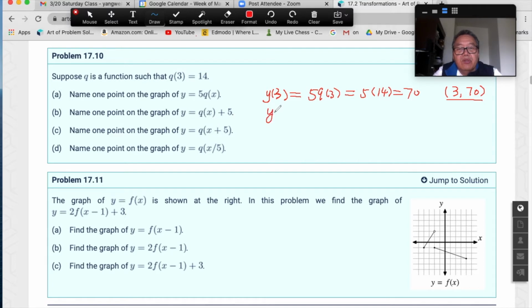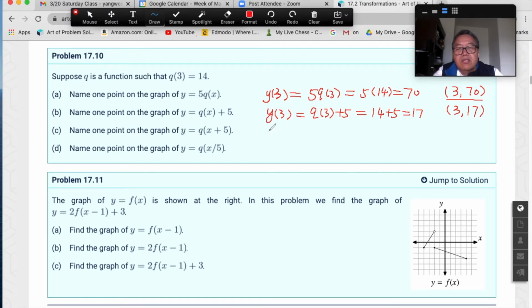Now let's name one point on the graph y equals Q(x) plus 5. Then you can still do this. This one will give you Q(3) plus 5, which equals 14 plus 5, giving you 17. So in this graph we have a point with x coordinate 3 and y coordinate 17.